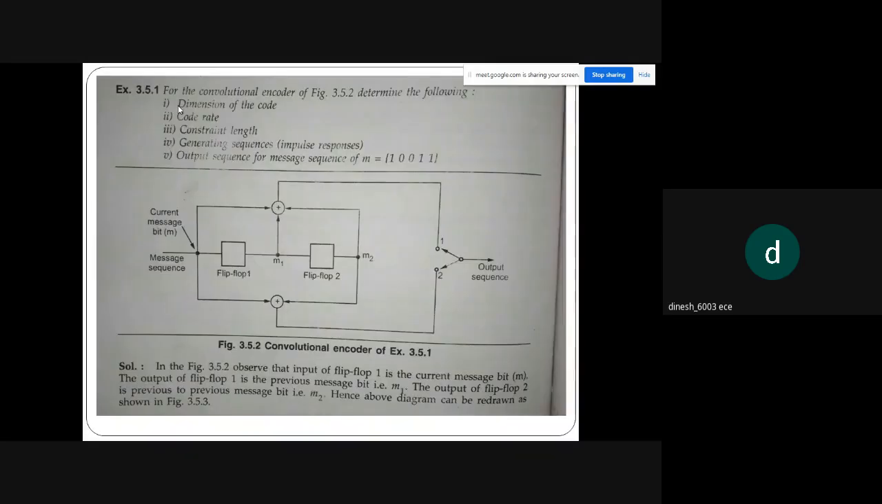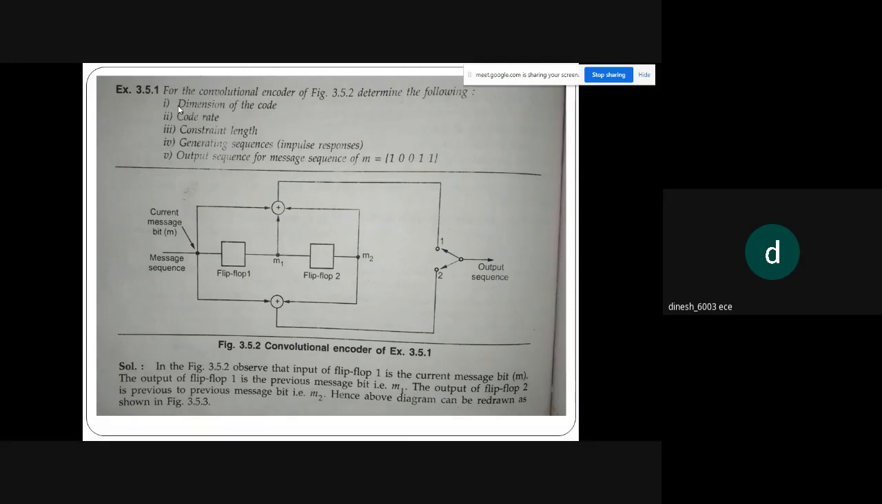Yeah, sorry for the interruption. So we'll start the problem from the beginning. So the given problem is that a convolutional encoder diagram is given. This diagram resembles your diagram in 3.5.1 which I had shown you. It would be more or less the same, I think. Let us check that.